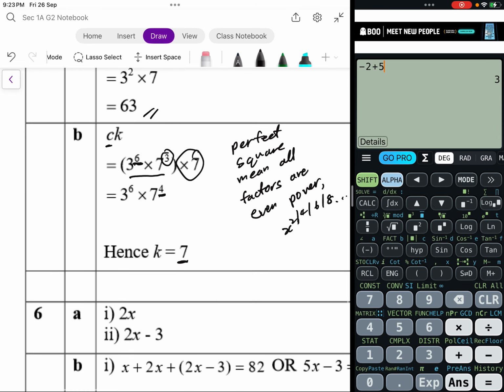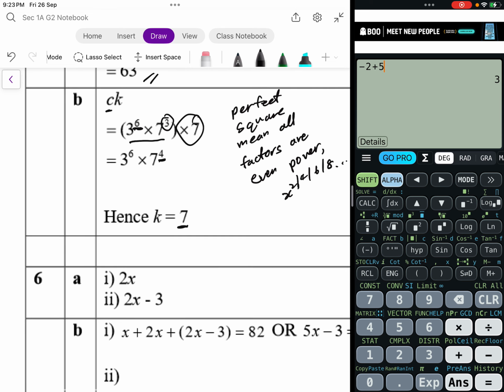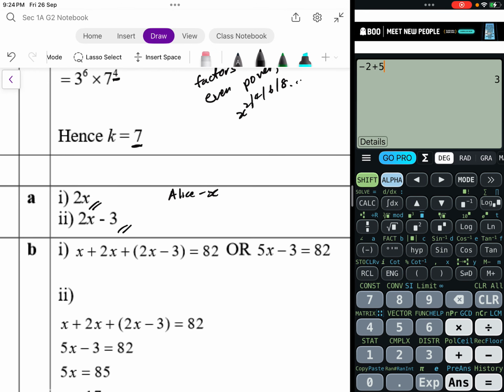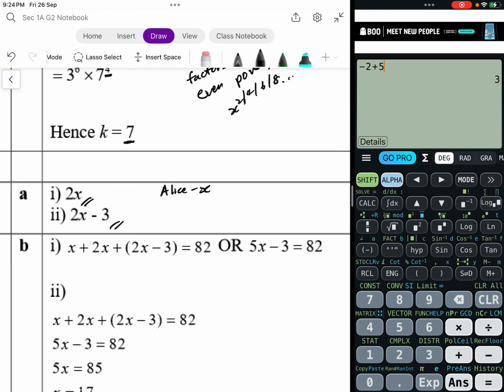Okay, Alice is x years old, Belinda is twice as old, and Christine is 3 years younger. So if Alice is x, then Belinda is 2 times that, right? So 2x. Christine is 3 years younger than Belinda, so minus 3. Okay, 2x minus 3, very simple.